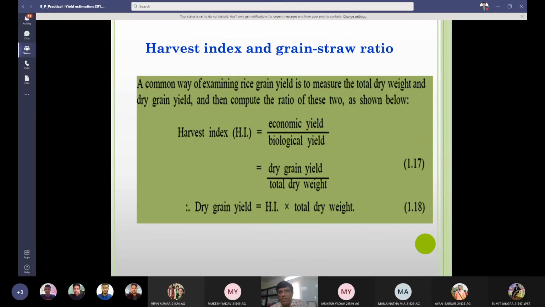Now, harvest index. Harvest index is economic yield divided by biological yield. Economic yield may be your grain yield, biological yield is grain yield plus straw yield. So you have three parameters: harvest index, economic yield, and biological yield. If you know any two, you can calculate the third one. Simple calculation. Like grain yield is equal to harvest index into dry weight.